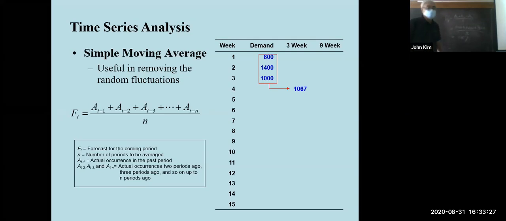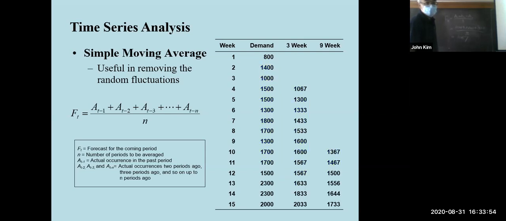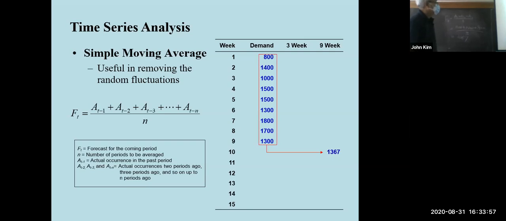So this is 3 weeks moving average. So next term, F5 equals A4 plus A3 plus A2 divided by 3, that is 1,300 and so on. If we use 9 terms, F10 equals A9 plus 8, 7, 6, 5, 4, 3, 2, 1, and divide by 9. Oops. We cannot see.